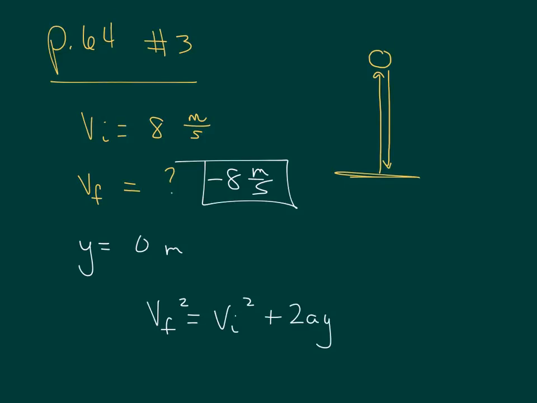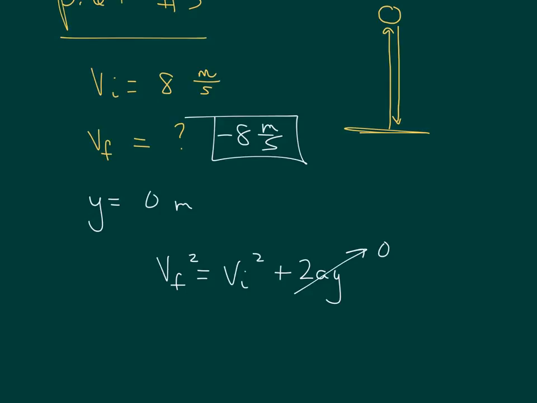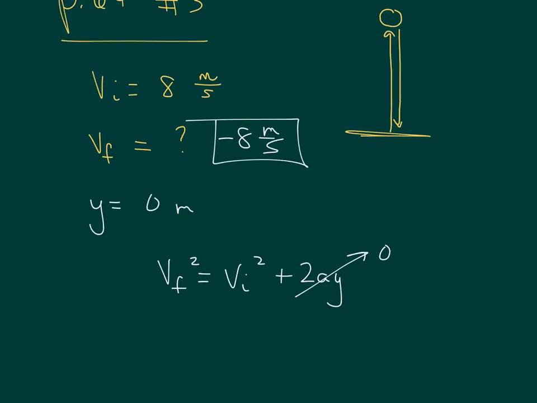And what you recognize, Katie, is that if y is 0, what happens to this whole term? Yeah. So you'll see that VF and VI are really the same thing, but you have to consider the direction they're moving. So VF is just 8, but it's -8. Now to find the time, you could use VF equals VI plus AT. If you want the whole time, instead of finding the time to the top and then doubling it, you could find the whole time by using this.